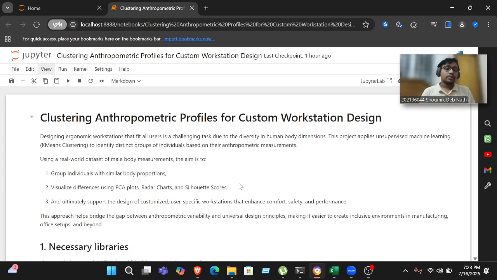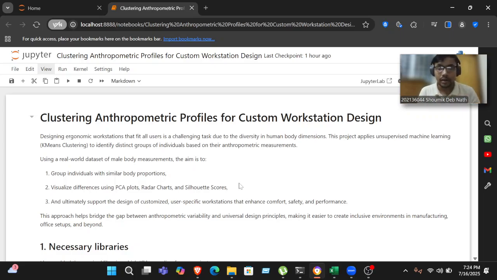This project applies unsupervised machine learning, which is K-means clustering, to identify distinct groups of individuals based on their anthropometric measurements. What I have aimed here is to group individuals with similar body proportions and visualize differences using PCA plots, radar charts, and silhouette scores, and ultimately support the design of customized user-specific workstations that enhance comfort, safety and performance.